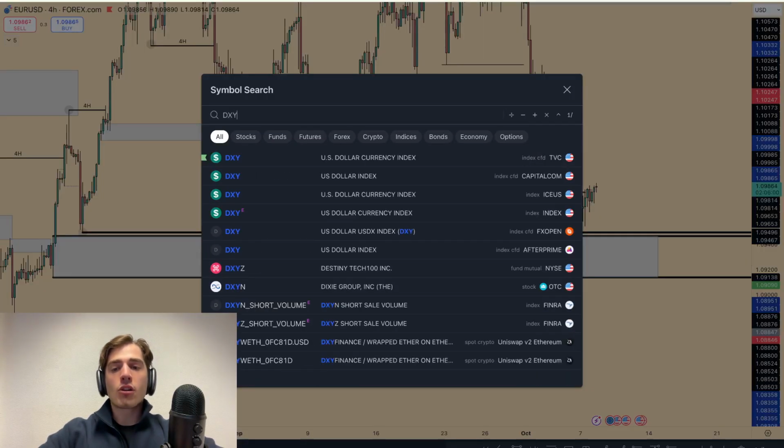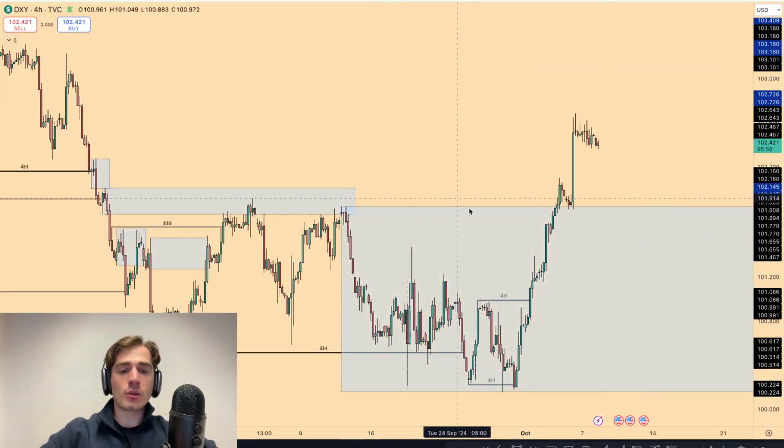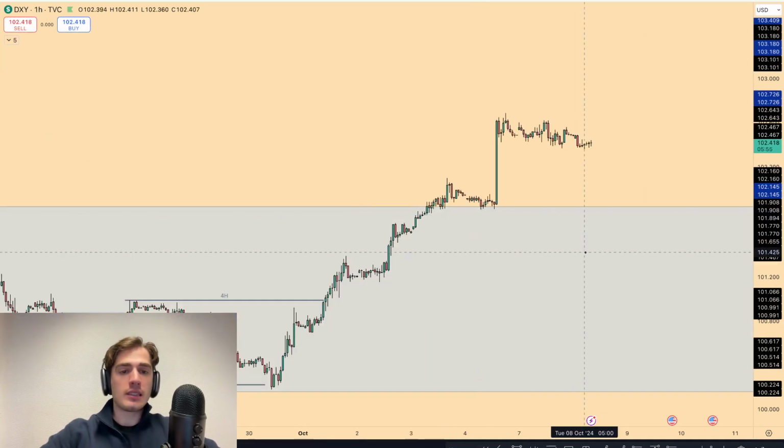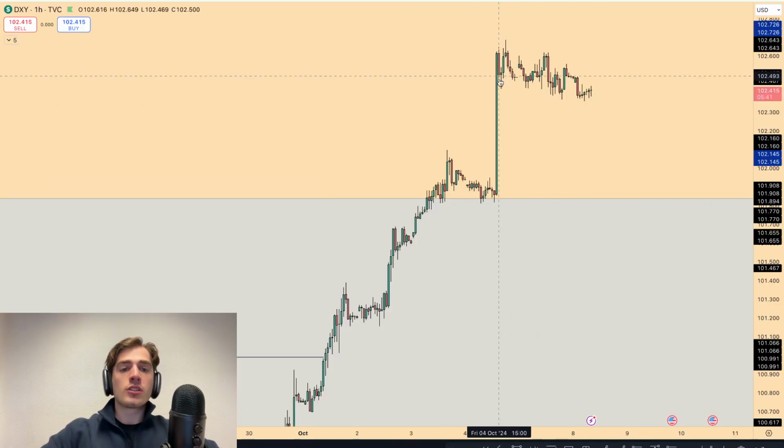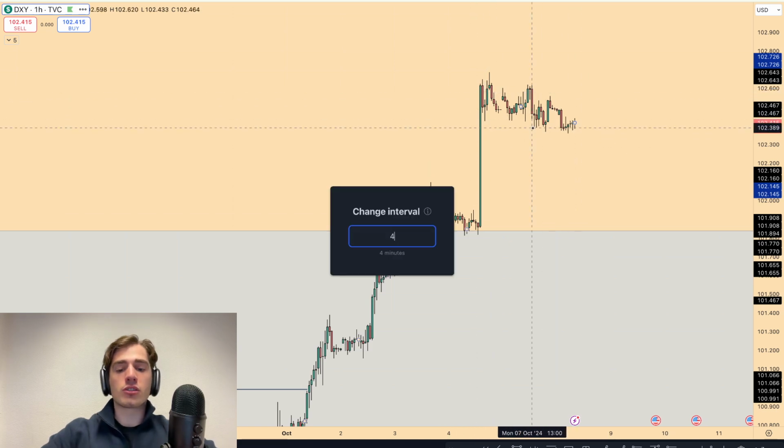So looking at the dollar index itself, the dollar index has been consolidating quite a bit after Friday news. If we go in towards Forex Factory, you can very clearly see on both Monday and today, which is Tuesday, there is no news at all. Only tomorrow we're going to see some FOMC meeting minutes. So I expect the market not to really move that much until tomorrow. So that's why we're also seeing the market currently consolidate.